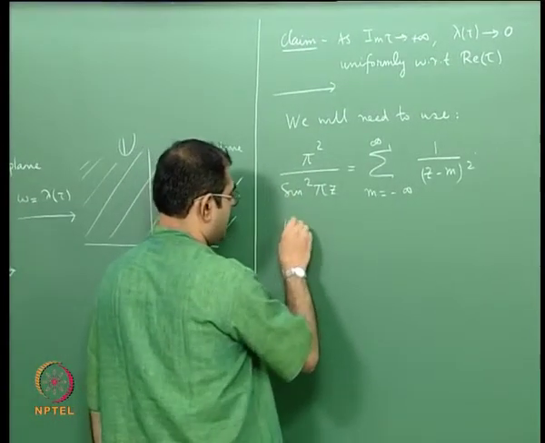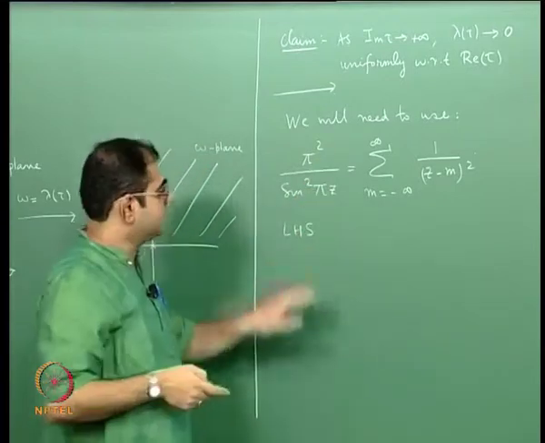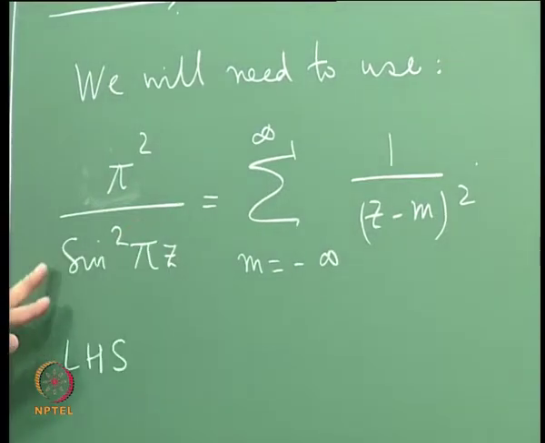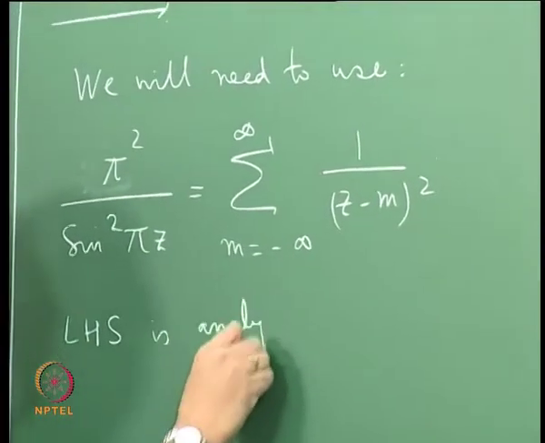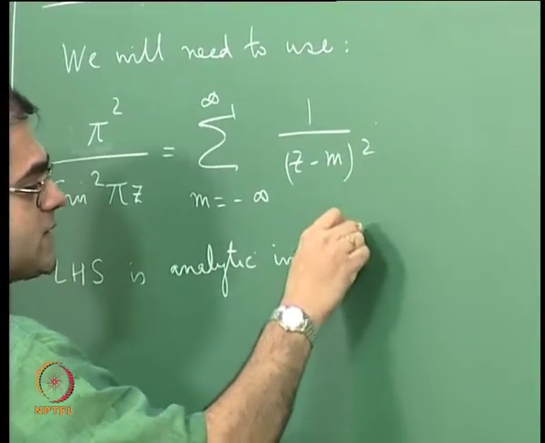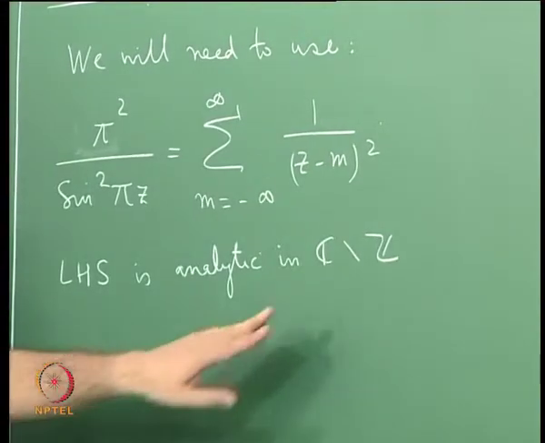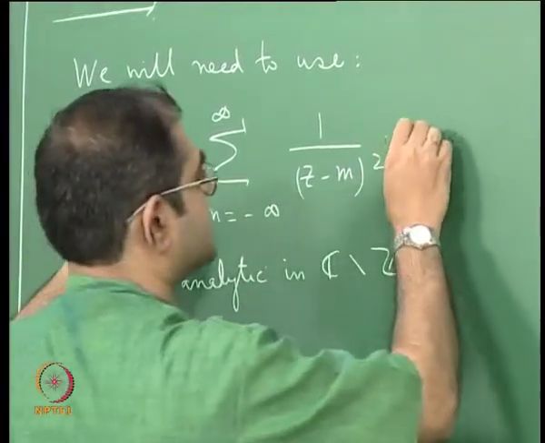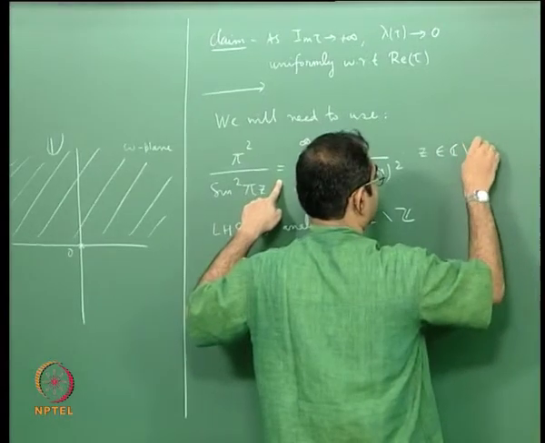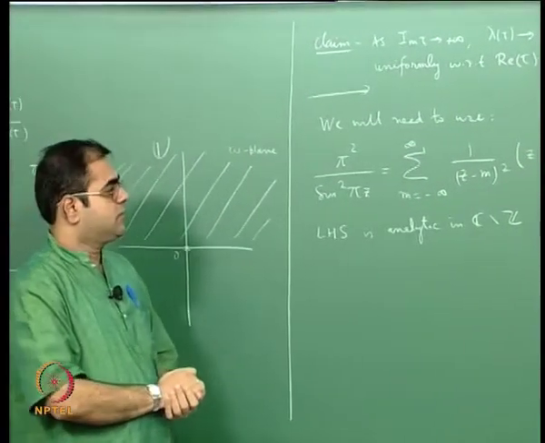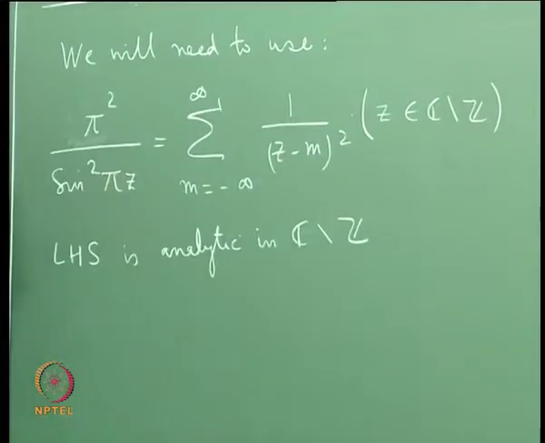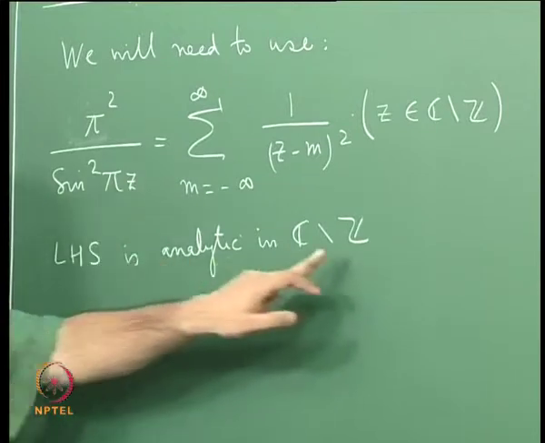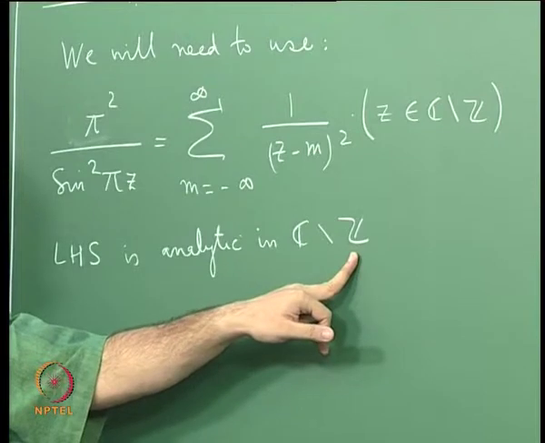The left hand side, this function is analytic everywhere except the points where the denominator vanishes, and the points where the denominator vanishes are precisely the integers. So the left hand side is analytic in C minus Z. You take away the integers from the complex numbers. This is valid for any z which is not an integer. What happens at points of Z? By Z I mean integers, at integer values you get poles of order 2.